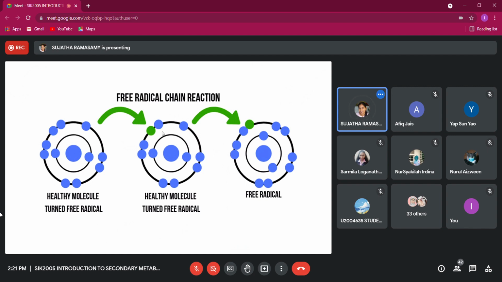So what will the newly formed free radical do? It steals from another healthy molecule. So this one becomes stable, and this third molecule from healthy becomes free radical. And this one will not stop. They keep on stealing and stealing and stealing. So this one we call free radical chain reaction, which can bring a harmful effect to the body.